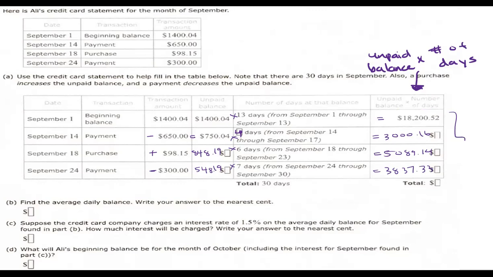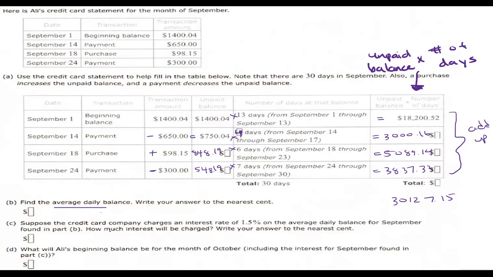So we add up all of these numbers here, and we get $30,127.15. So what are we trying to do? Well, we're now trying to answer part B. We want to find the average daily balance.